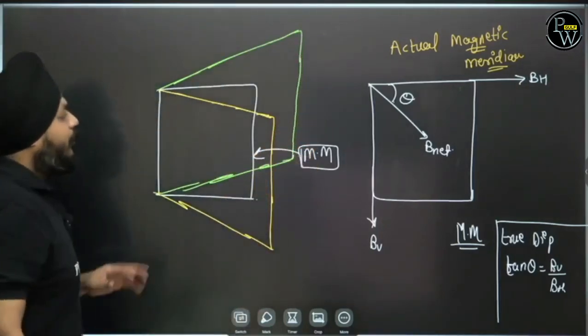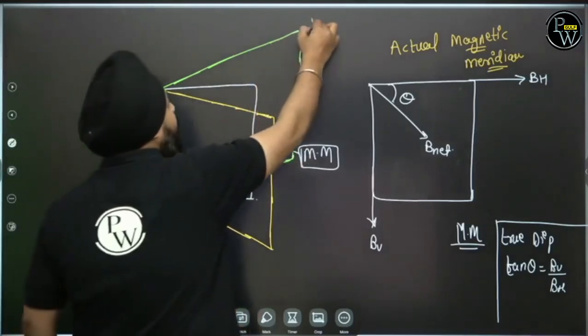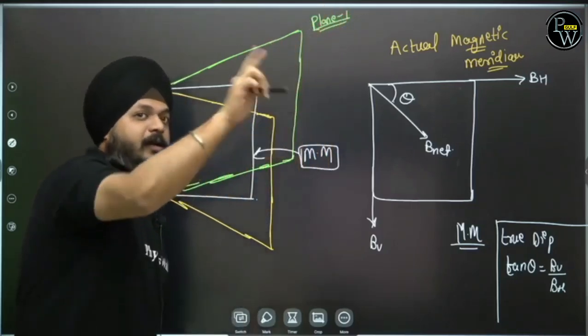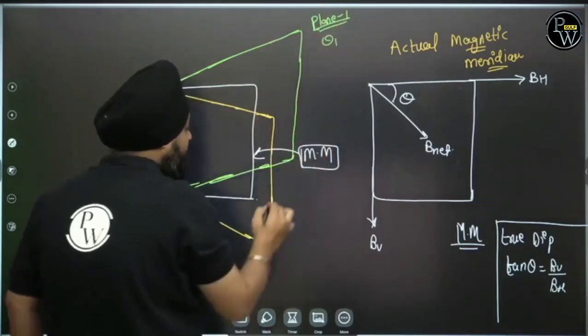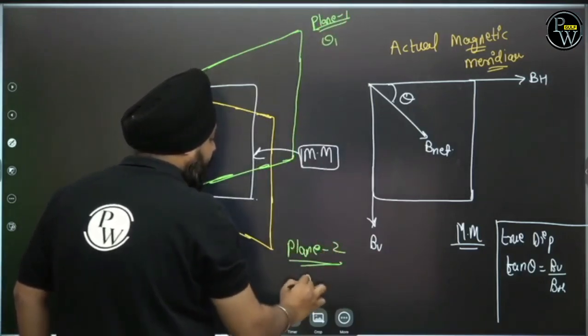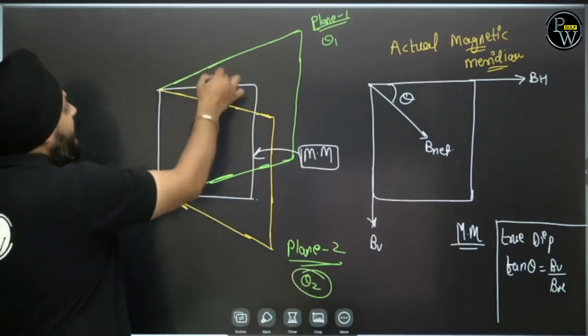Okay, now we are able to understand. The angle between this is plane number 1, having the apparent dip angle as theta1. This is plane number 2, that is having the apparent dip angle as theta2. Angle between them is 90.